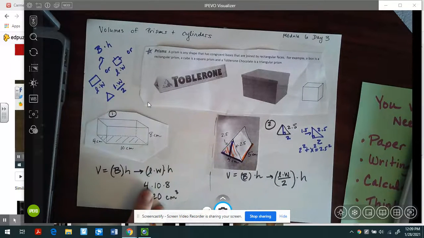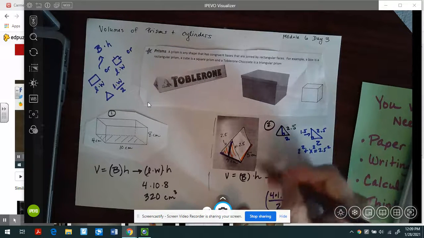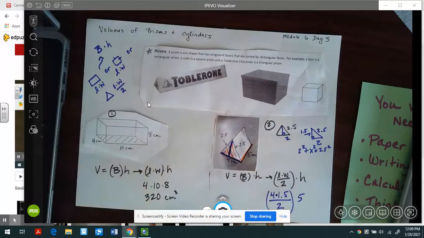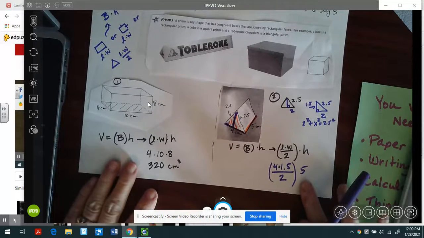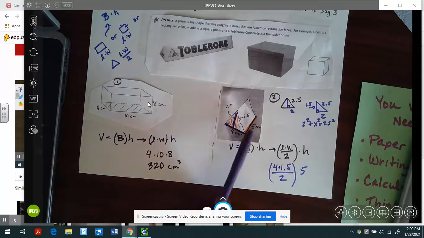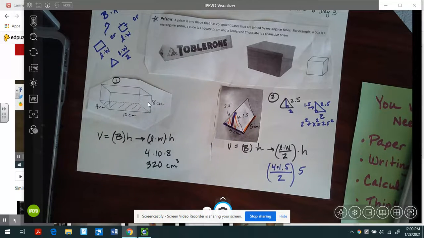So when I go to use this formula, it's 4 times 1.5. And then I'm going to divide all of that by 2. And then whatever I get there, I'm multiplying by the height of 5. Now, the term height doesn't necessarily mean the item is standing up and down to make that number. But this prism, if we stood it so that the triangle was on the bottom, it would be 5 units high. So now I'm going to multiply this out.